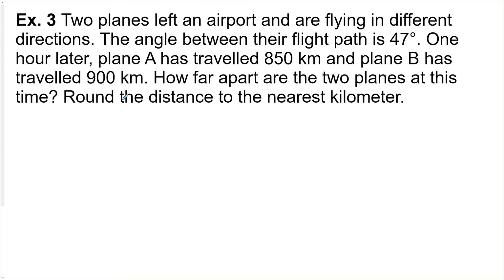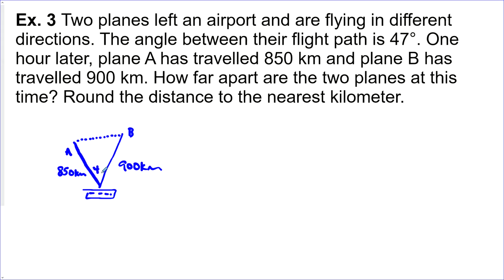Two planes left an airport and they're flying in different directions. So here's my runway, and the angle between their flight paths is 47 degrees. 1 hour later, plane A has traveled 850 kilometers, and plane B has traveled 900 kilometers. And we want to find how far apart the two planes are at this time. So maybe a bit more, and we want to find this distance here.